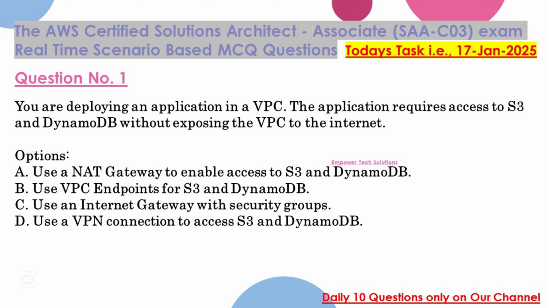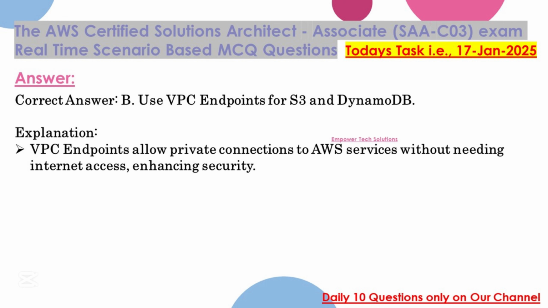B. Use VPC endpoints for S3 and DynamoDB. C. Use an internet gateway with security groups. D. Use a VPN connection to access S3 and DynamoDB. Correct answer: B. Use VPC endpoints for S3 and DynamoDB.